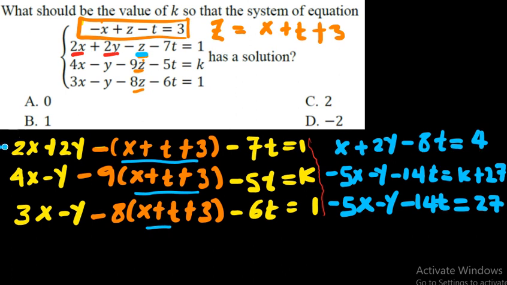This is the first row. This one is the same as this result, and the second row also in the same manner, and the third row also in the same manner. Now when you try to observe here, the second and the third equations have the same coefficients. The coefficients are the same.